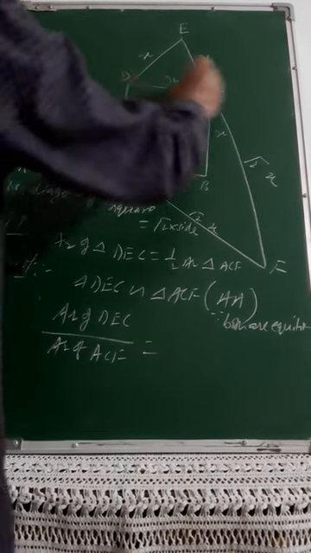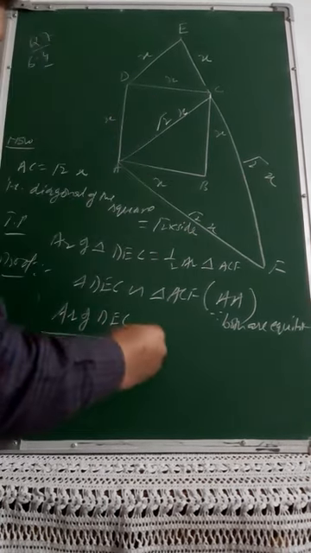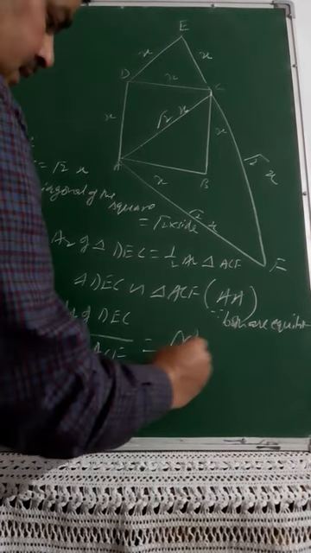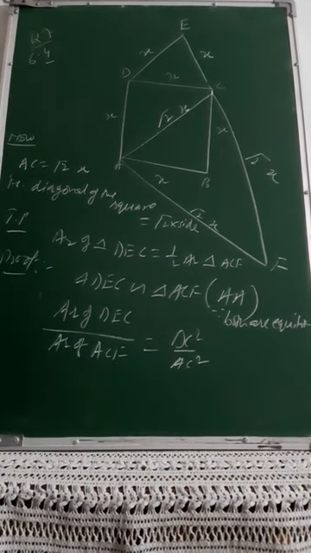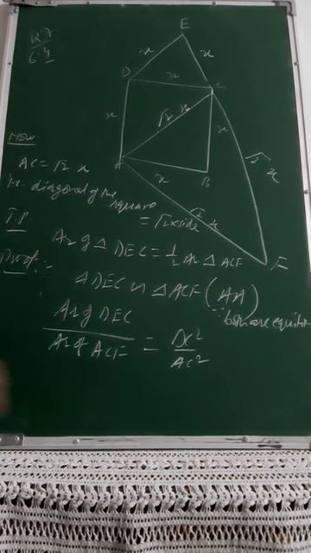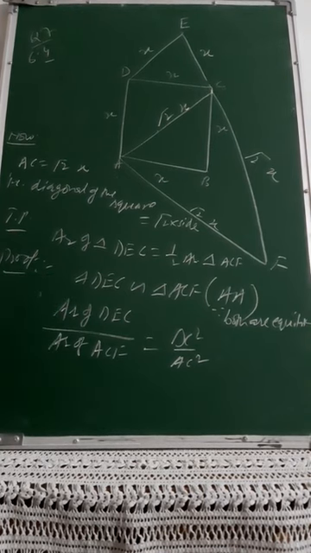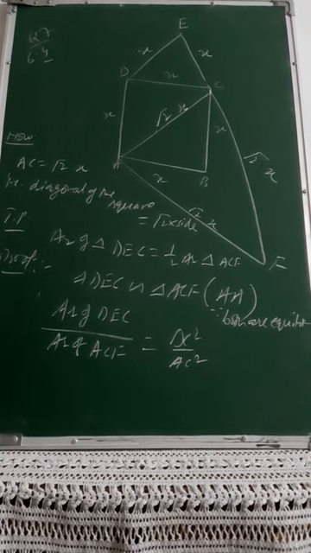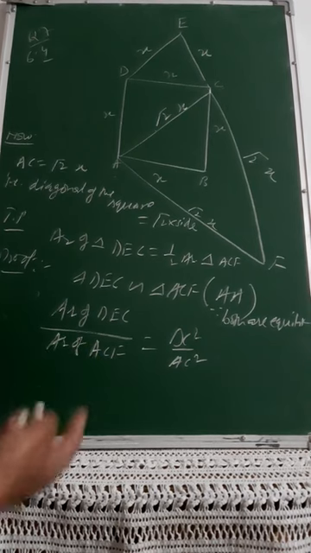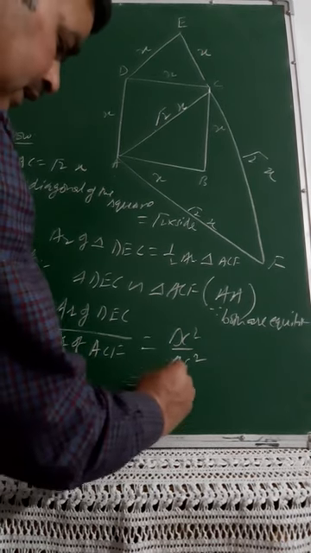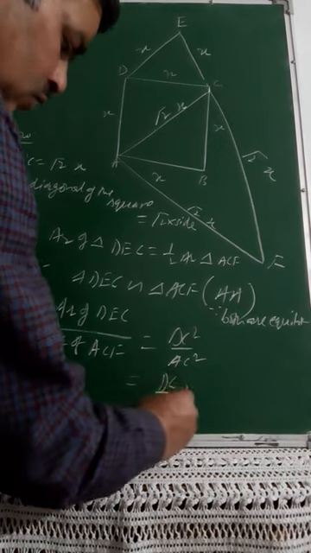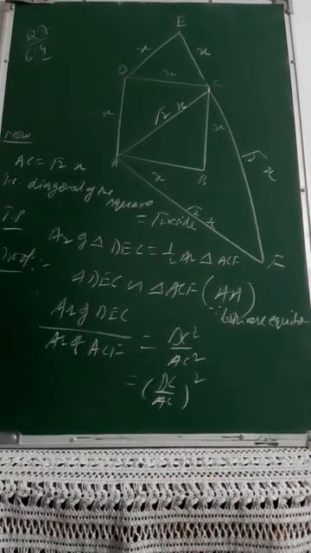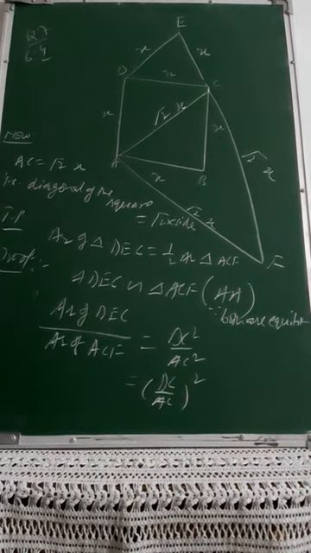any side can I pick? DC square upon AC square. Can I say DC square upon AC square? Once the triangles are similar, then the ratio of their areas is always equal to the ratio of the square of their corresponding sides. And everywhere the ratio will remain the same. So finally I can write this as DC upon AC whole square.